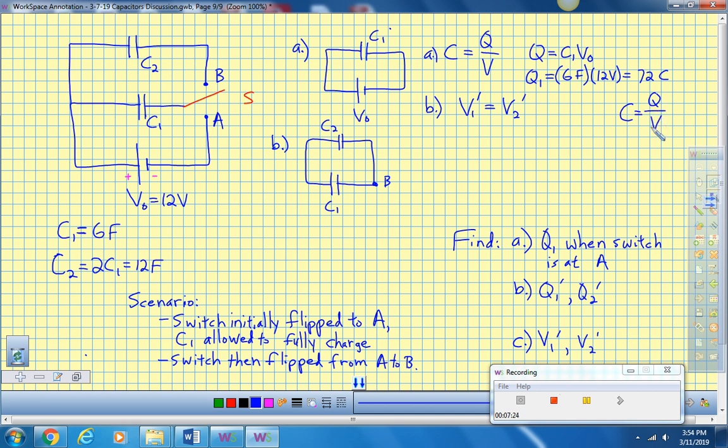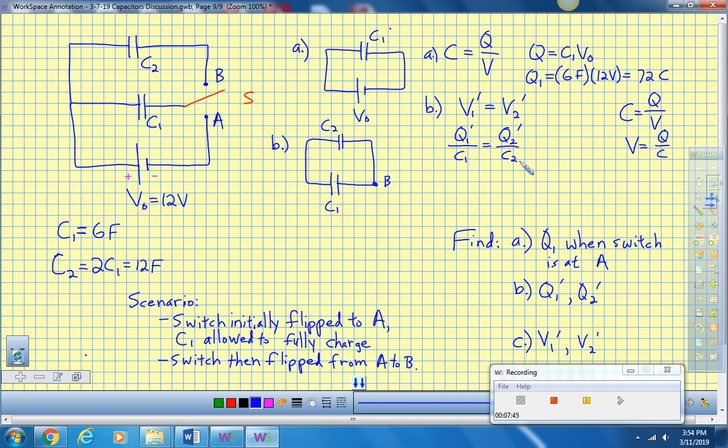Go back to the definition of capacitance, where capacitance is always the ratio of charge to voltage. So that means that voltage is going to equal Q over C. So in our case, this is Q1 prime over C1, and this is Q2 prime over C2. Now from here, there are two different paths you can take. There's the conceptual path, and then there's the, look, I'm just going to grind this out with algebra path.